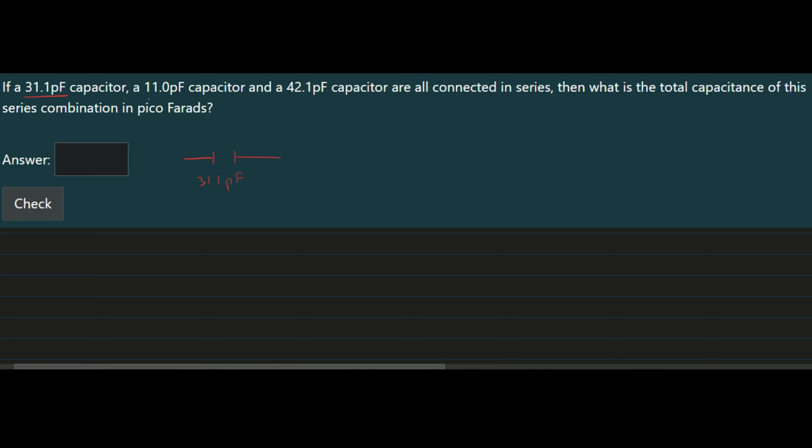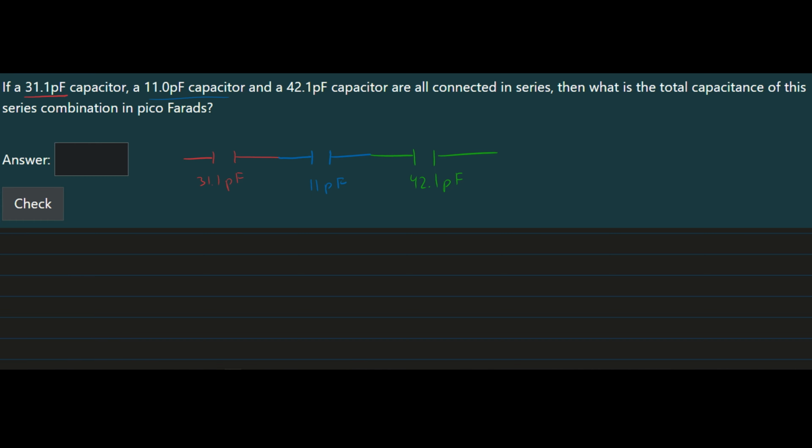Now we have another capacitor right here. We have our 11 picofarad capacitor, and then we have our 42.1 picofarad capacitor. So it's going to be like this. They're all connected in series. We're asked, what is the total capacitance?